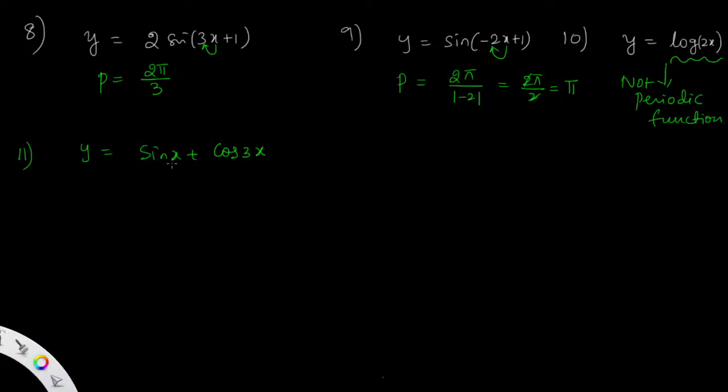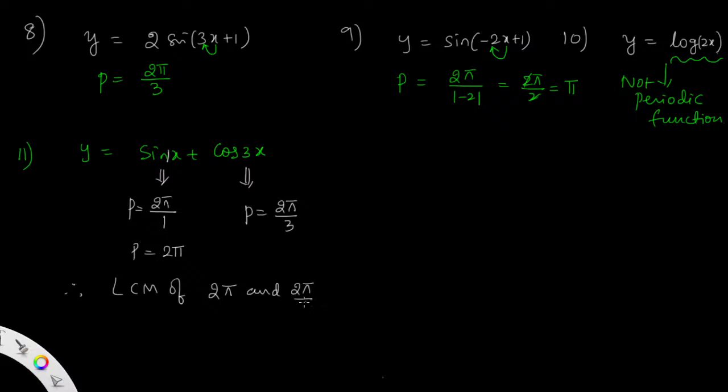So for the sin x function, what is the periodicity? It is 2 pi by mod a, and mod a is 1, so 2 pi by 1, which is 2 pi. Similarly cos 3x has periodicity 2 pi by 3. So now take the LCM of 2 pi and 2 pi by 3.